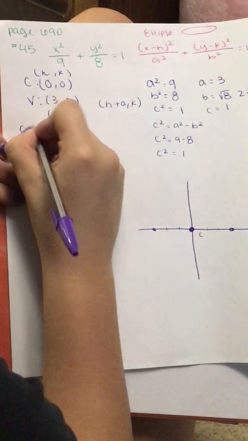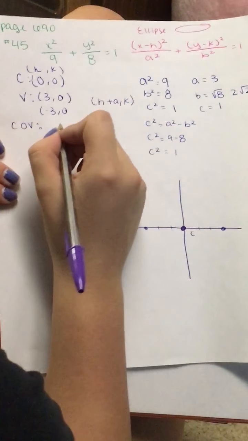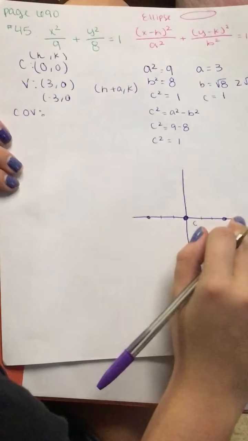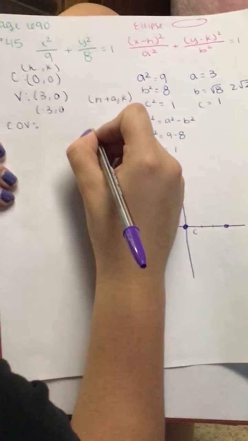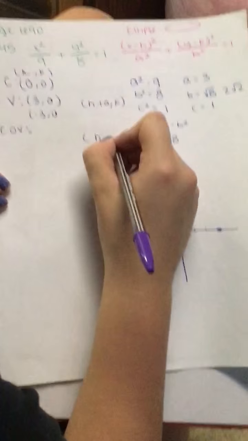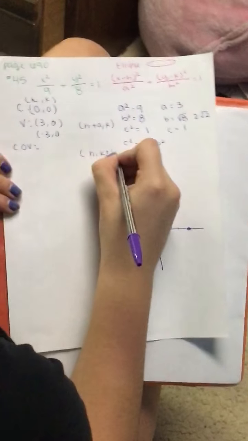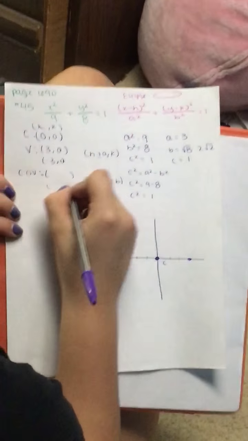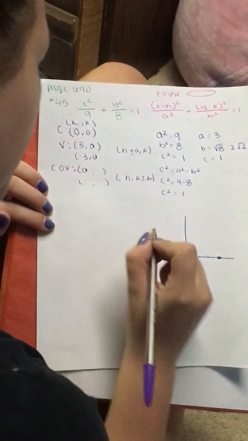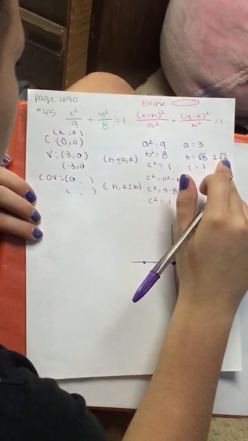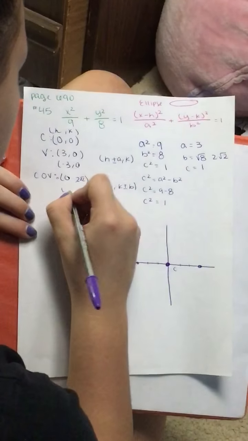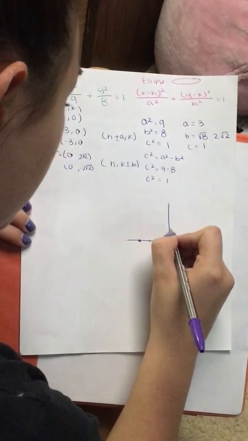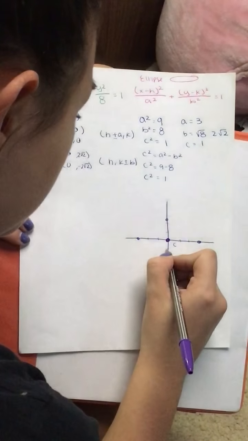And then your co-vertices are going to be above and below the center value because since it's a horizontal ellipse, they're on the y-axis. And your formula for that is going to be h, k plus or minus b. So for these ones, you're going to have 0 and then plus or minus 2 root 2. So 2 root 2 and then negative 2 root 2. So 1, 2, just a little bit above it.